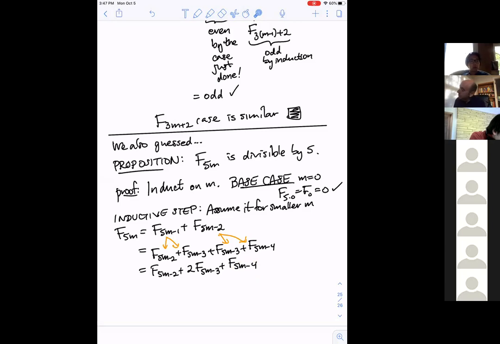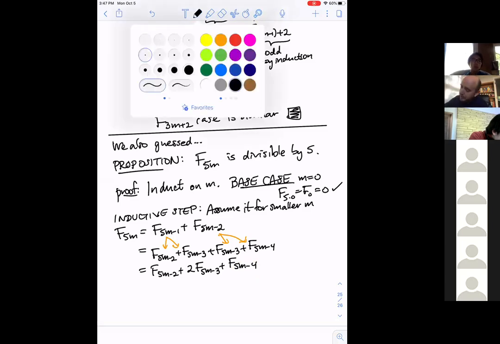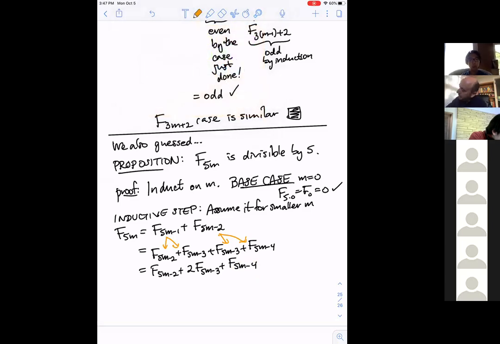And so, yes, I'm just stealing a glance at my notes to see what I did when I was mucking around. I think I took this thing and wrote it as a sum of 2 terms.